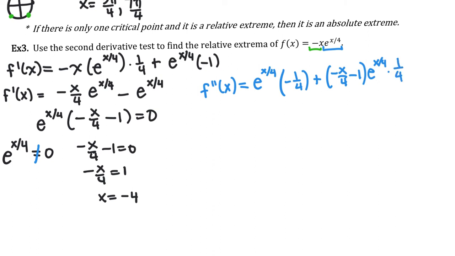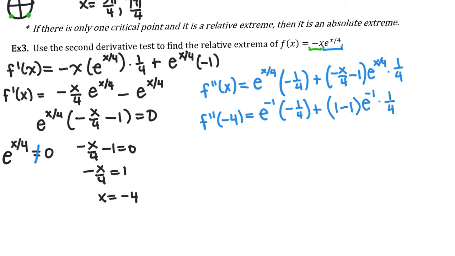Okay, now the only critical number was negative 4. So my question is, do I simplify this first or just plug it in? Let's just plug it in and see what happens. So the second derivative at negative 4. So that's going to be e to the negative 4 divided by 4 is negative 1, times negative 1/4, plus, so that's going to be negative 4. So positive 4 divided by 4 is 1. Oops, minus 1 times e to the negative 4 divided by 4 is negative 1, times 1/4.